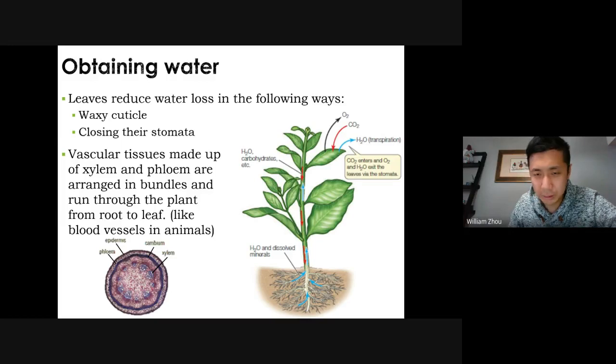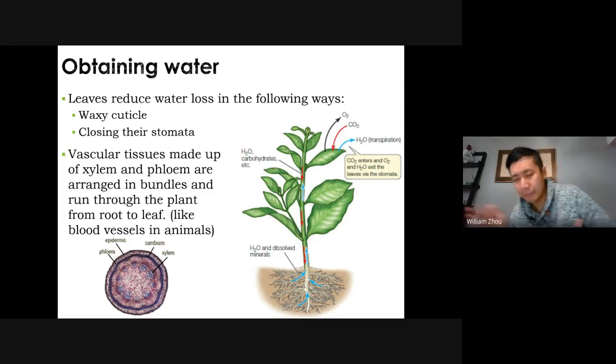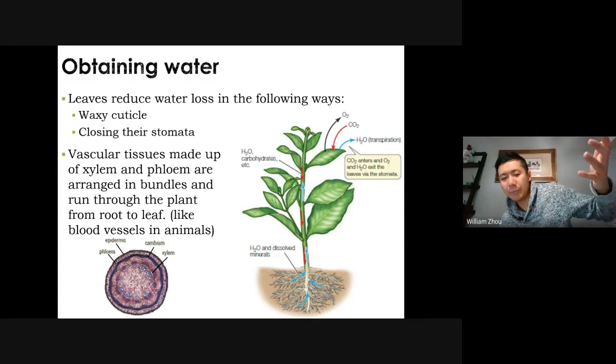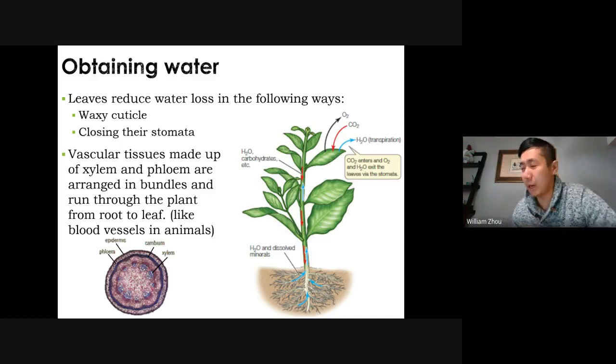If you study this picture, the blue arrows tell you the direction of water from the root to the tip of the leaf. And unfortunately, water can transpire. That means it simply evaporates from the leaves, which is why in the wintertime, if you look outside right now, you're not going to see leaves. You're going to see needles, those pine trees.